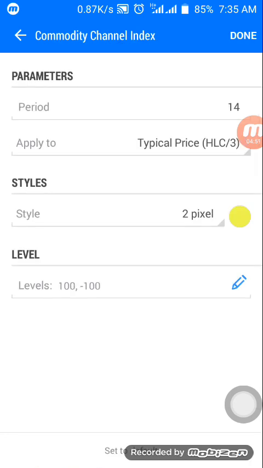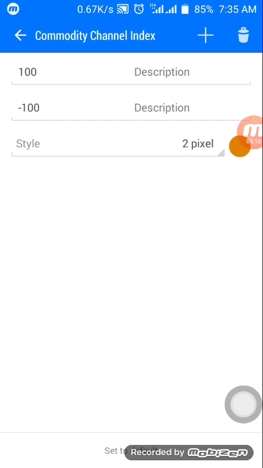The commodity channel index. Okay, the period is 14. Apply to typical price, and the style, you see the color. I choose the yellow. You can choose any color of your choice. And these levels, we have the 100 and the -100. You can choose any color of your choice.